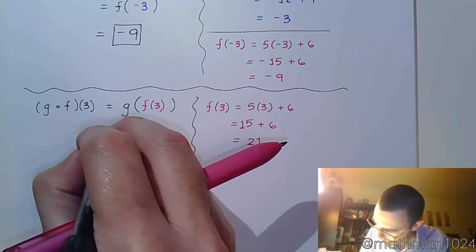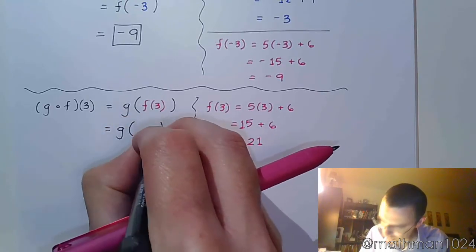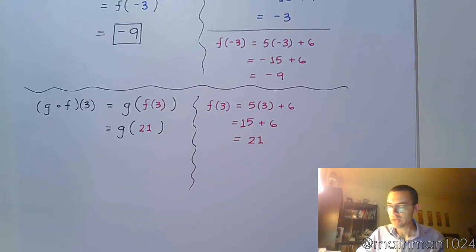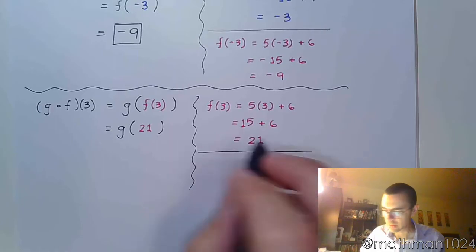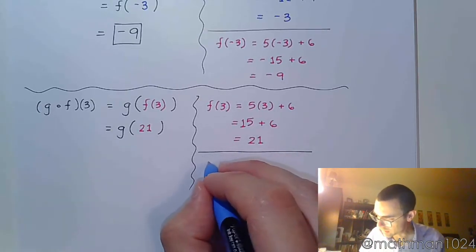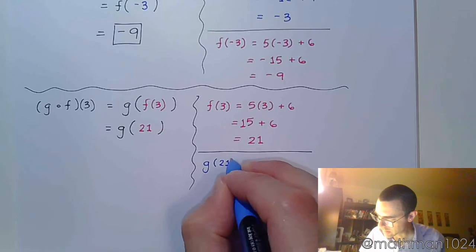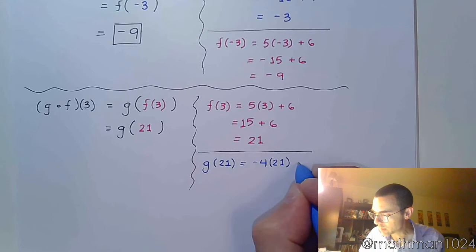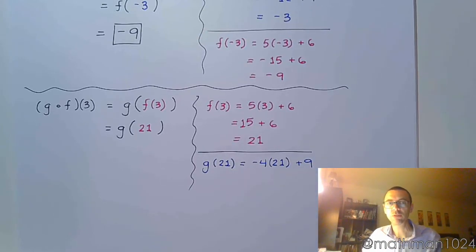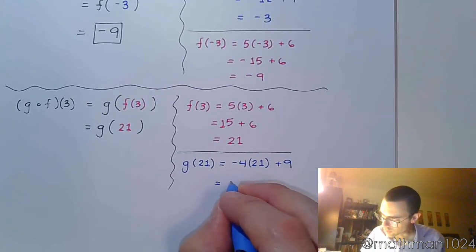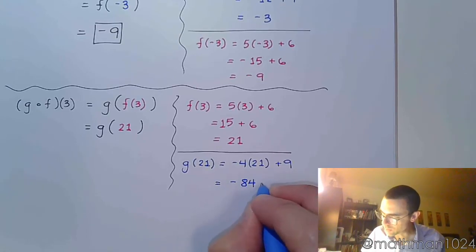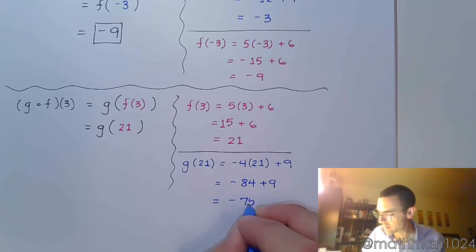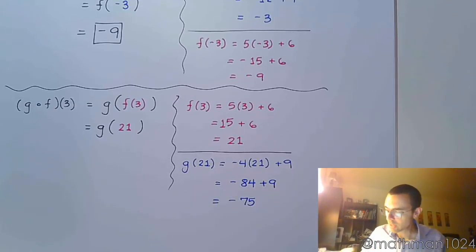All right, so we have g of 21. And now off to the side, let's evaluate g of 21. That means negative 4 times 21 plus 9. We're just going to crank this out. So that gives me negative 84 plus 9, which gives me negative 75.